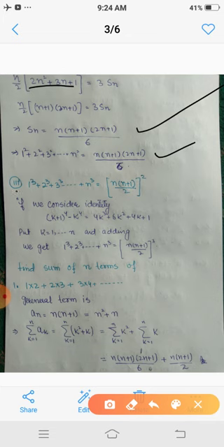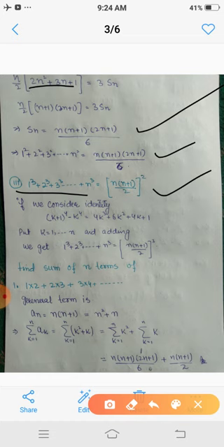Similarly, if we are asked to find the sum of the first n cubes, then the sum is n into n plus 1 upon 2 whole square. This sequence, 1 cube, 2 cube, 3 cube, is neither AP nor GP. So this is simply a general sequence, and its sum is n into n plus 1 upon 2 whole square.